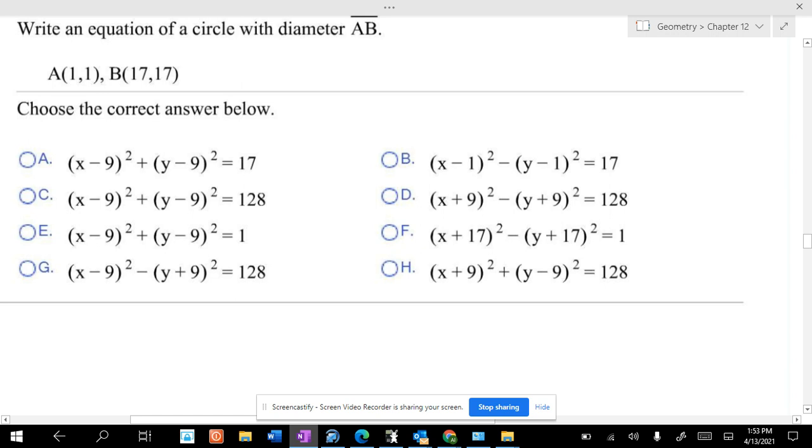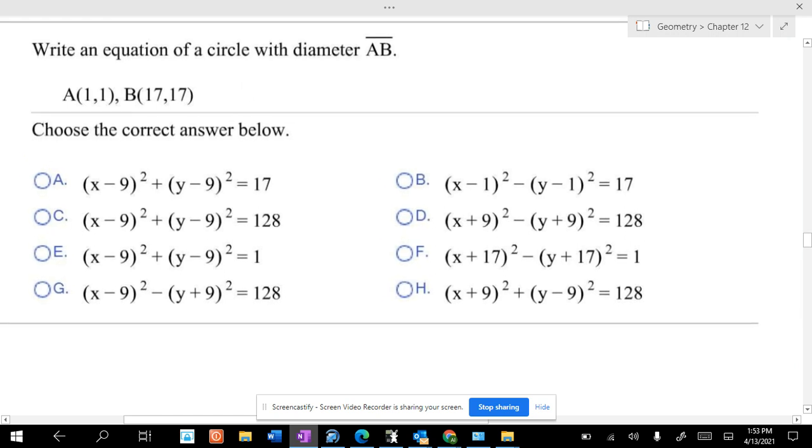Write an equation of a circle with a diameter of AB. Okay, so if this is a diameter, we have to find the center. How do I find the center of this? What's the center of a diameter? Well, a diameter is a segment, right? How do you find the center of a segment? Use the midpoint formula.